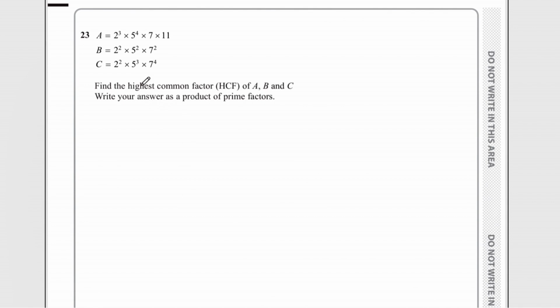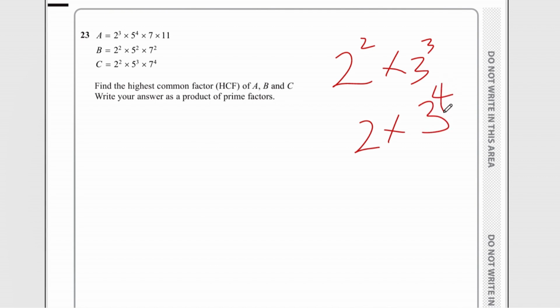Okay, we move to this question where we're finding the highest common factor. The highest common factor is the smallest one in each group. So the two with the powers are in one group. Let me give this example. 2 to the power of 2 times 3 to the power of 3, 2 times 3 to the power of 4. So the HCF is the smallest one in each group.